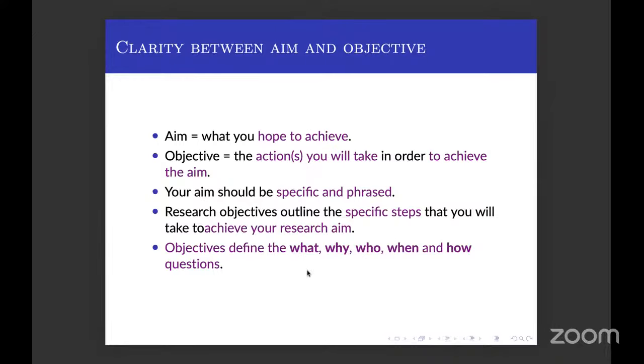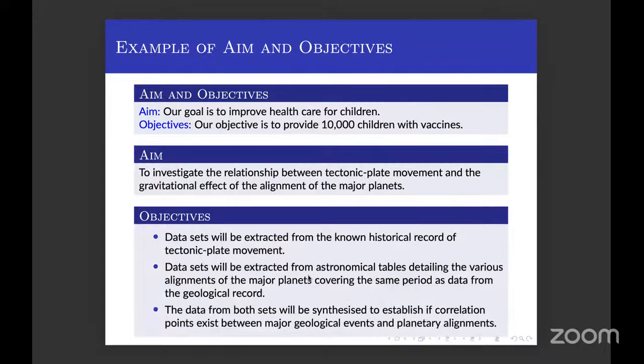Okay, so this is the difference between aim and objectives, how we have to write them, and what their effects are. Now coming to some differences. For example, if I am writing an aim: our goal is to improve health care for children. This is a very general term. When I'm writing objectives: our objective is to provide 10,000 children with vaccine.